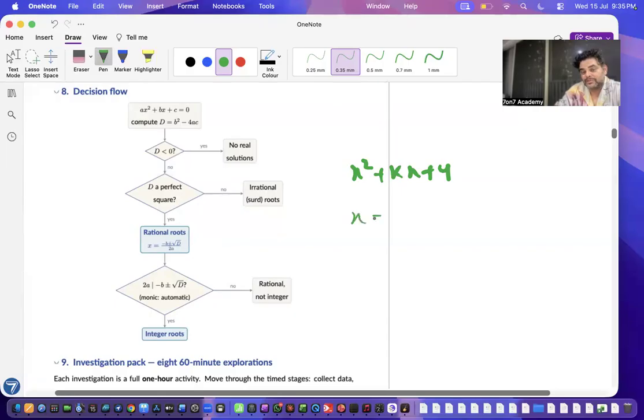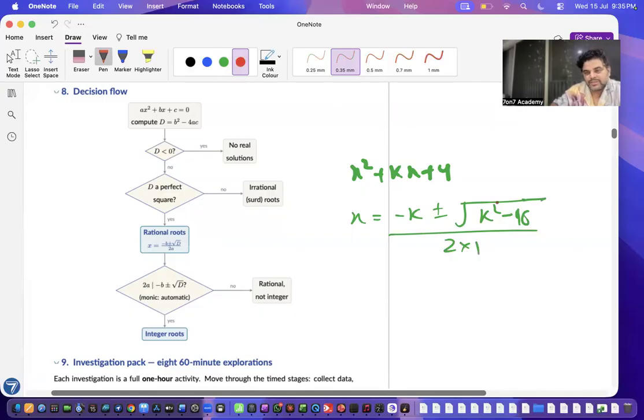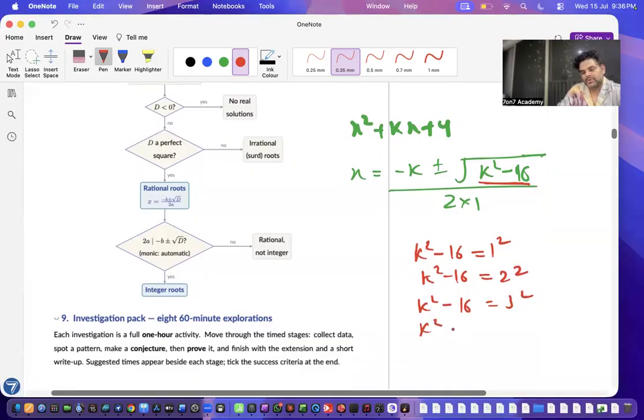So roots are what? x is equal to minus b plus minus square root of b square minus 4ac over 2 into 1. ठीक है, so first step is this has to be a square number to go outside. So what square number can it be? So you can have k square minus 16. You write here, it can be 1 square. Agree? So k square minus 16, it can be 2 square. k square minus 16 can be 3 square.